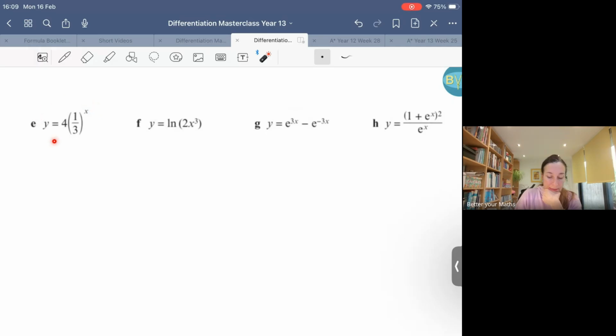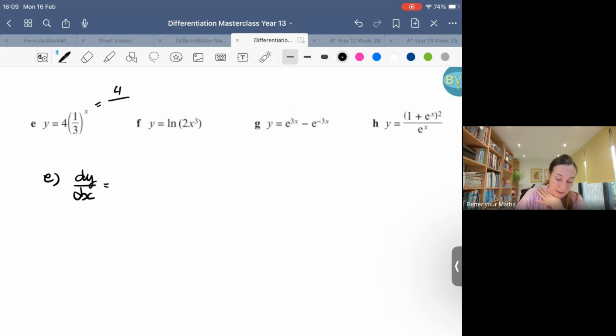So this one, I would like you to differentiate this and please tell me in the chat. So what would you do with this one? Tell me in the chat. I'm going to do E and F, for example. So we want dy by dx. Can you tell me in the chat, please? You can write it if you prefer as 4 over 3 to the power of x, or 4 times 3 to the power of minus x, which will be even easier to differentiate, yeah?